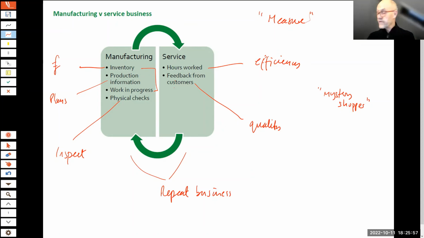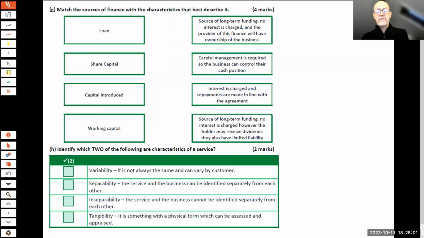So what sort of content can we expect for task 3? Okay. Match the sources of finance with the characteristics that best describe it. So by loan, I think we can take it that we actually mean a bank loan here, not tapping up your Uncle Norman for a couple of thousand.